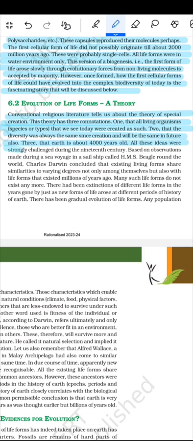All these ideas were strongly challenged during the 19th century based on the observations made during a few voyages in a ship called HMS Beagle around the world. Charles Darwin concluded that the existing life forms share similarity to varying degrees not only among themselves but also with the life forms that existed millions of years ago. Many such life forms do not exist anymore. There had been extinction of different life forms in the years gone by, just as new life forms arose at different periods of the history of the earth. There has been gradual evolution of the life forms.